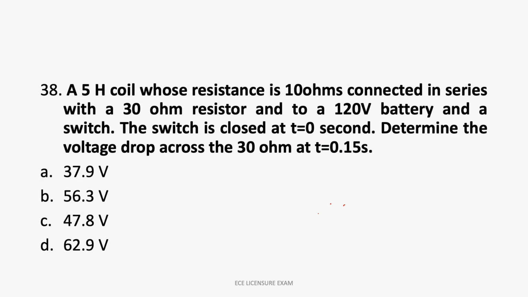A 5 Henry coil whose resistance is 10 ohms is connected in series with a 30 ohm resistor and to a 120 volt battery and a switch. The switch is closed at t equals 0 second. Determine the voltage drop across the 30 ohm at t equals 0.15 seconds. 62.9 volts.